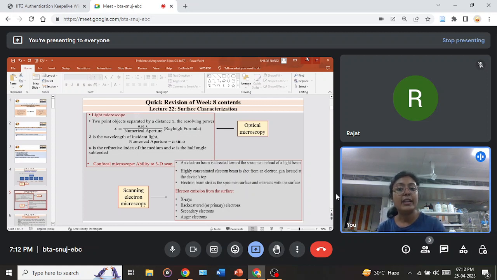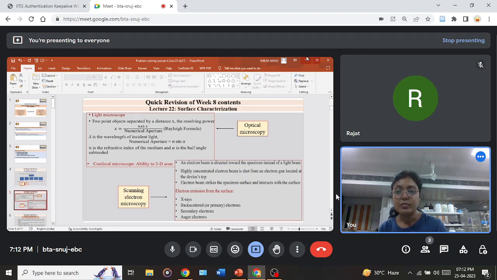So it is highly concentrated and is shot from an electron gun located at the device top, and it strikes the specimen surface and interacts with the surface. So these electron emissions from the surface, like X-rays, backscattered electrons, primary electrons or the secondary, as well as Auger electrons, are being scanned or read by the scanning electron microscope. So in case of SEM, mainly we have backscattered or secondary electrons which are being assessed.